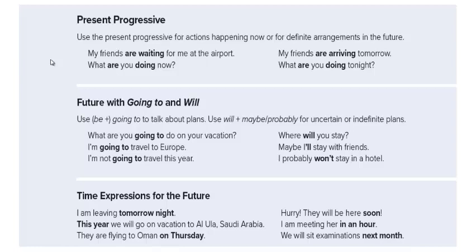Arrangements. Future with going to and will. We use be going to to talk about plans. Use will and maybe or probably for uncertain or indefinite plans. Like, what are you going to do in your vacation? Where will you stay? I'm going to travel to Europe. Maybe I will stay with friends. I'm not going to travel this year. I probably won't stay in a hotel.